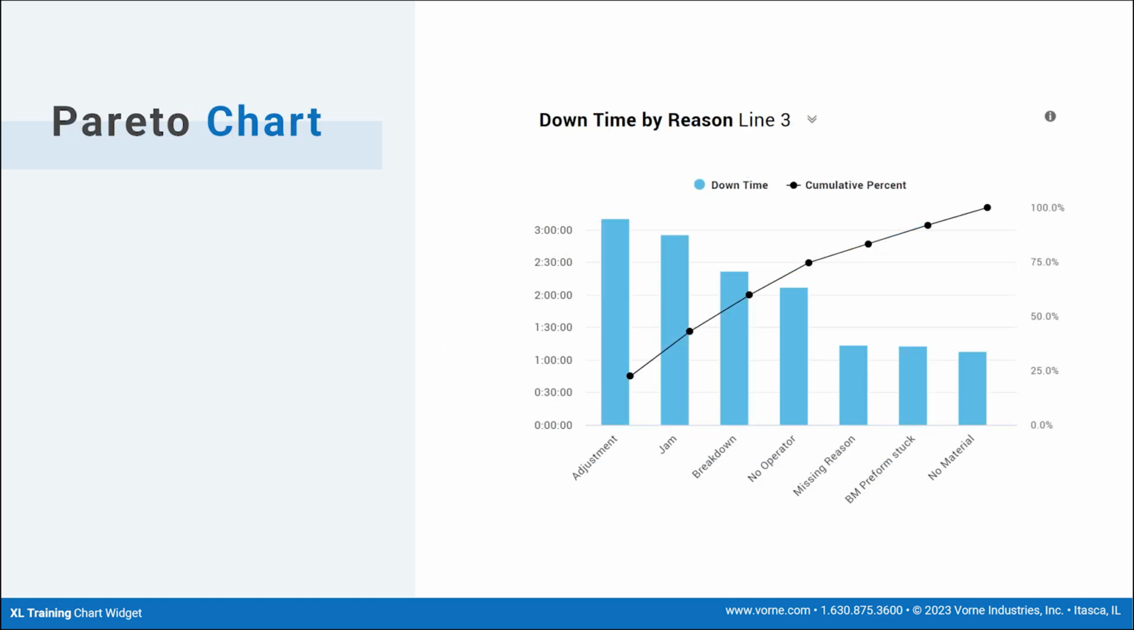Pareto charts, like column charts, depict one metric across a dimension. These columns are organized from largest to smallest value, with a cumulative line that shows how each value contributes to the whole.